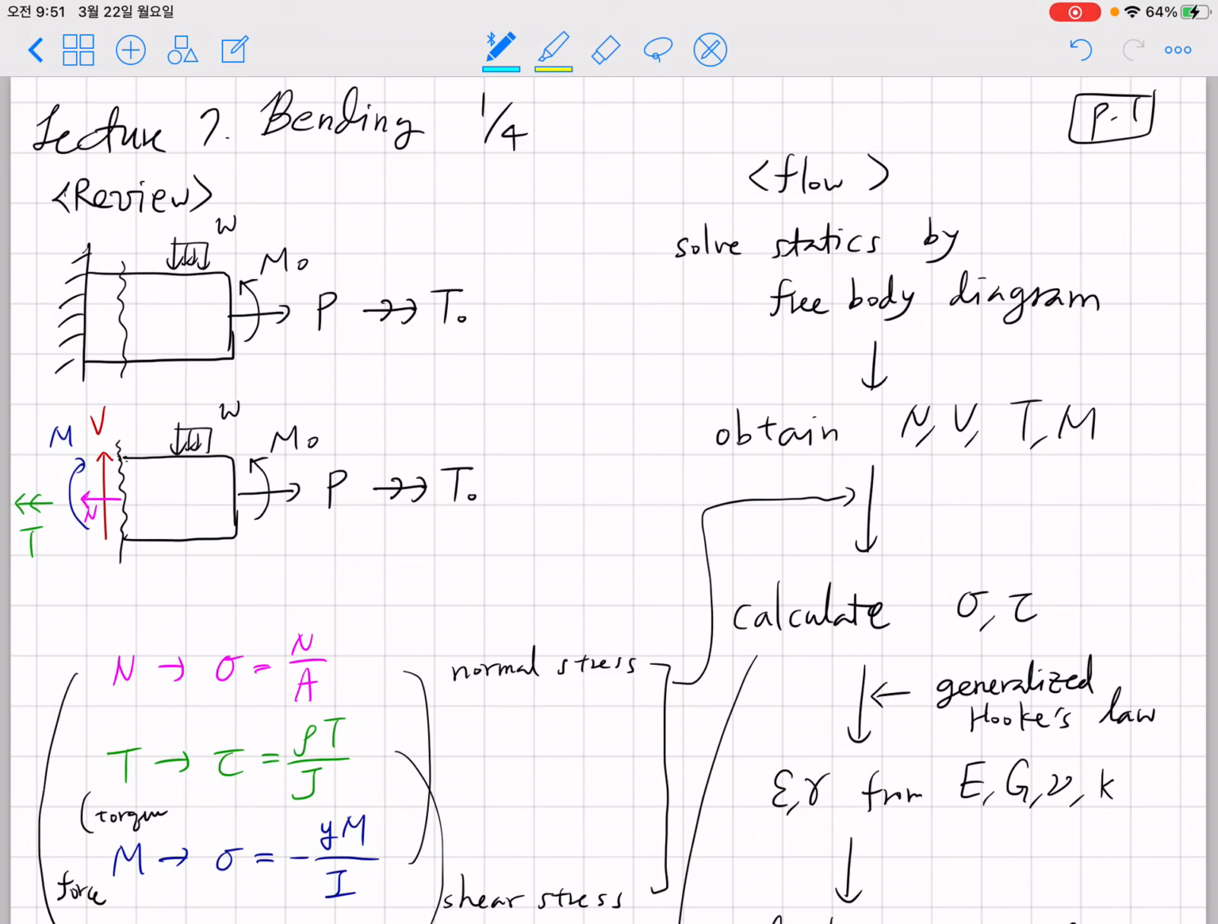Hi everyone. Today we'll begin our discussion on a new chapter, which is bending deformation. The bending deformation lecture will be composed of 4 lectures, and today will be the first out of 4 lectures. Before talking about bending, because we have already gone through axial loading and torsional loading, let me give you a recap on the overall flow of this lecture.